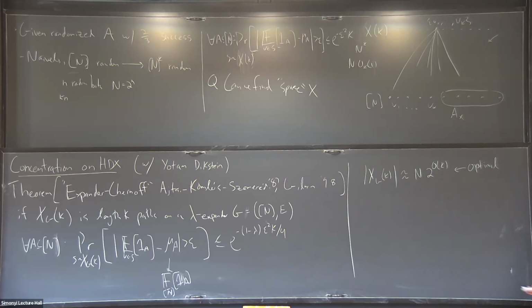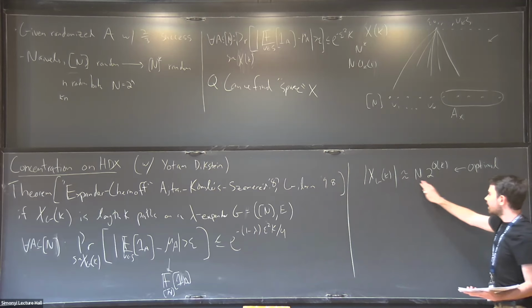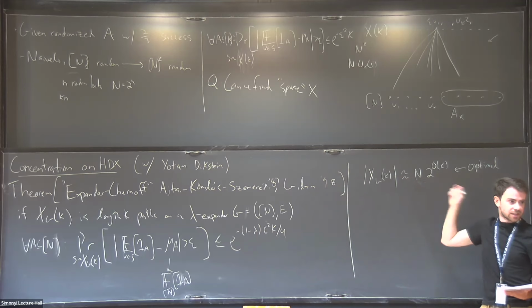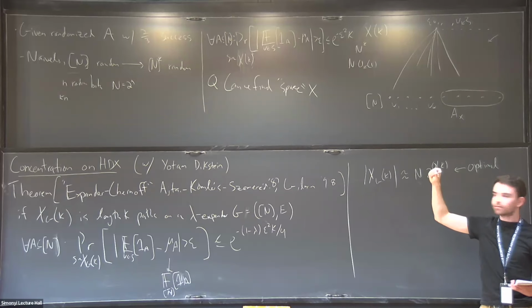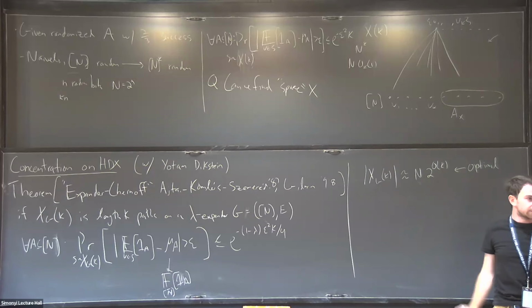Sorry, and just to check, S is uniform among the paths? Yes. So S is: I pick a random vertex and then I take a random walk. And why is this 2 to the k? Because it costs me n guys to pick the first vertex. But now at every step, I only have a constant number of things to choose from. So I pay some 2 to the O of k.